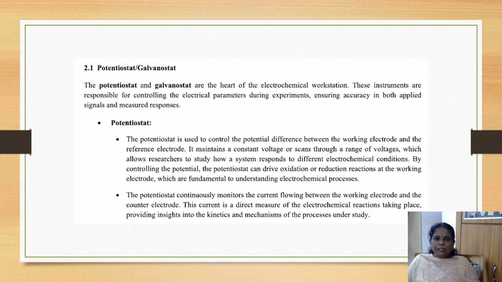By controlling the potential, the potentiostat can drive oxidation or reduction reactions at the working electrode, which are fundamental to the understanding of electrochemical processes. The potentiostat continuously monitors the current flowing between the working electrode and the counter electrode. This current is a direct measure of electrochemical reactions that are taking place, providing insights into the kinetics and mechanisms of the processes under study.